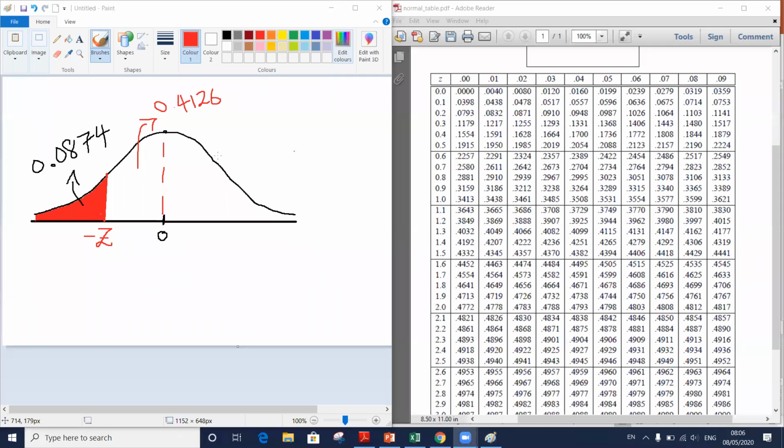Okay. Then now we can find it using the Z table. Here, the outer columns show the Z values, and the middle portion shows the probabilities. So we need to look for this. Right? Where is 0.4126 in the Z table?